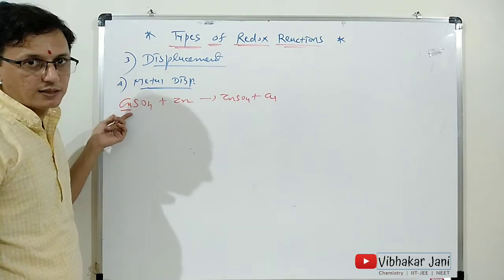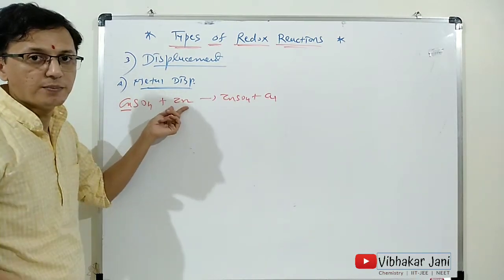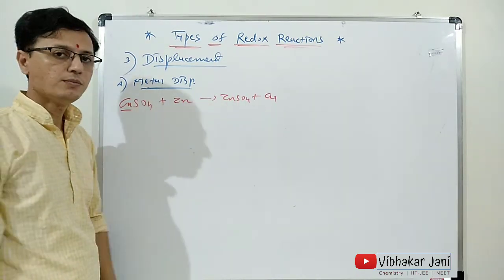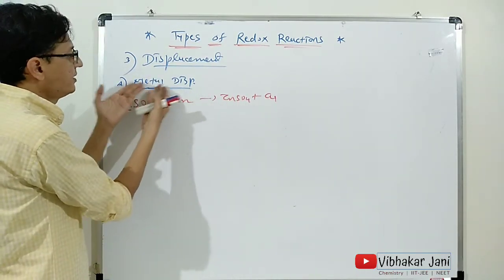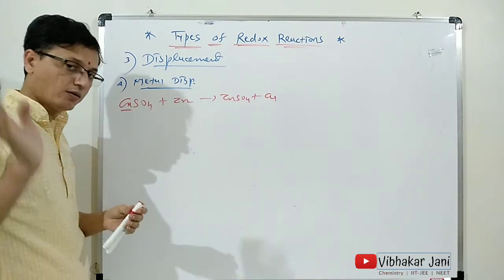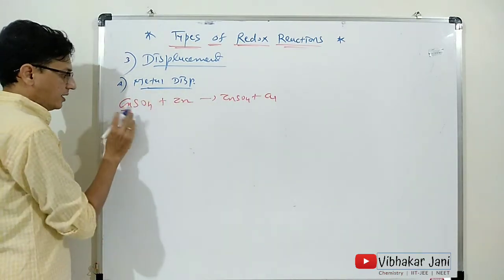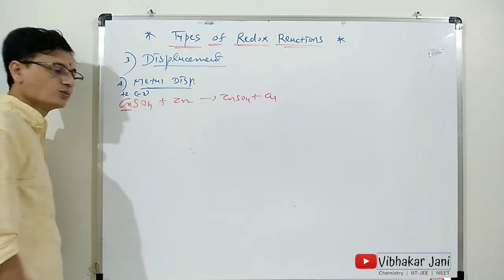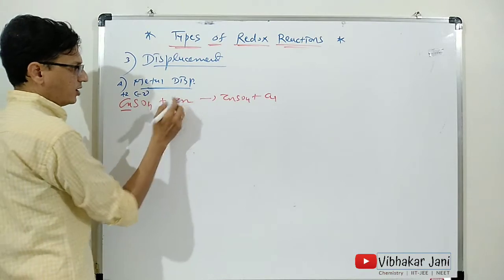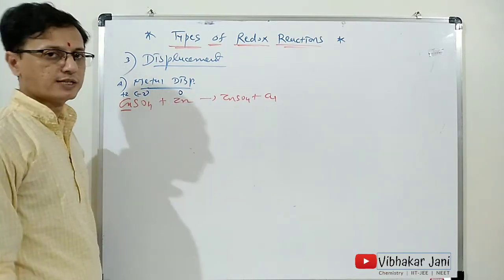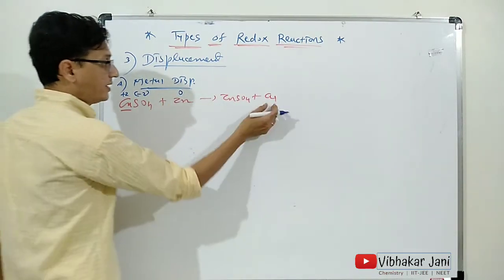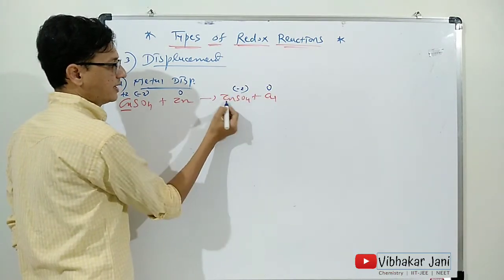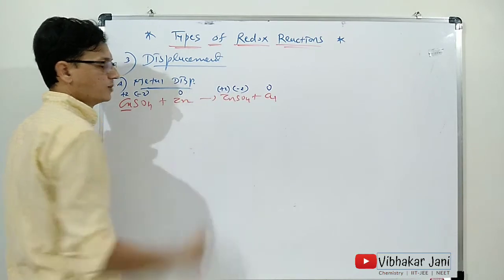So, this is a kind of displacement reaction. Copper is a metal, zinc is also a metal. So, metal displaces other metal, therefore it is a metal displacement reaction. Now, let us check the oxidation state. Here, SO4 whole is -2, that means copper is +2. Element alone always has 0 oxidation state. SO4 is -2, then zinc must be +2.